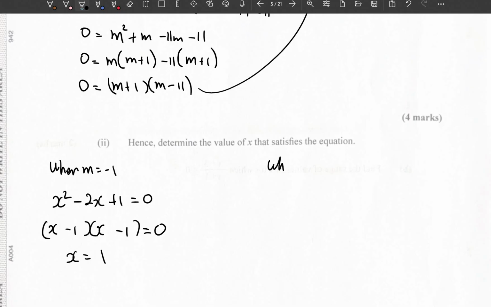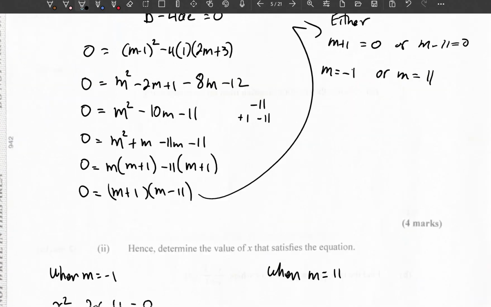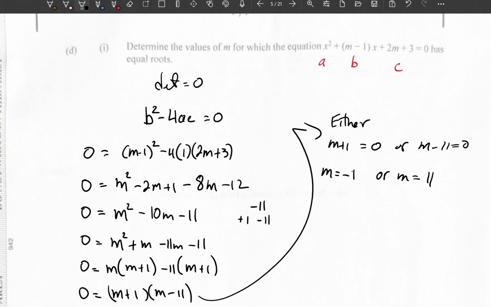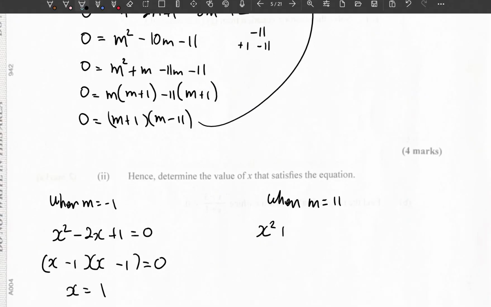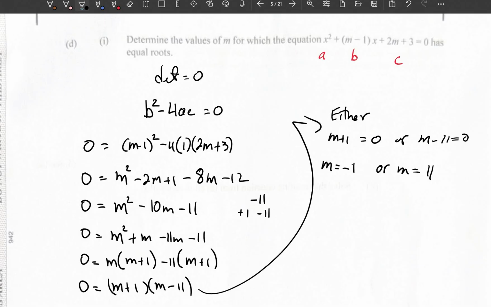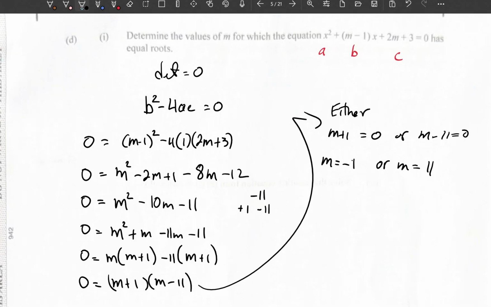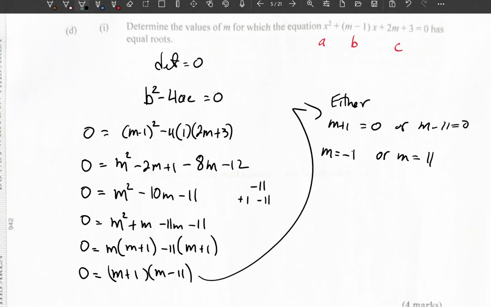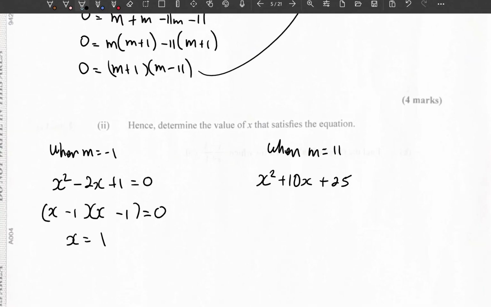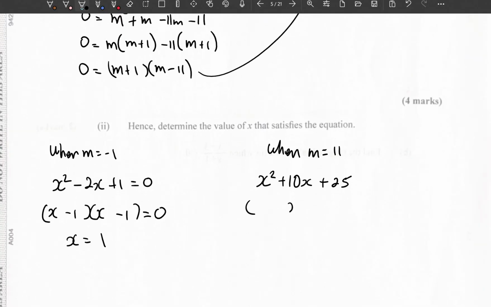Now we see when m is equal to 11, let's see what we get. That's going to be x squared. Then we have 11 minus 1, that's plus 10x. Then we have 2 by 11, that's 22 plus 3, that's going to be plus 25. So now we need to factorize again. Let's see.